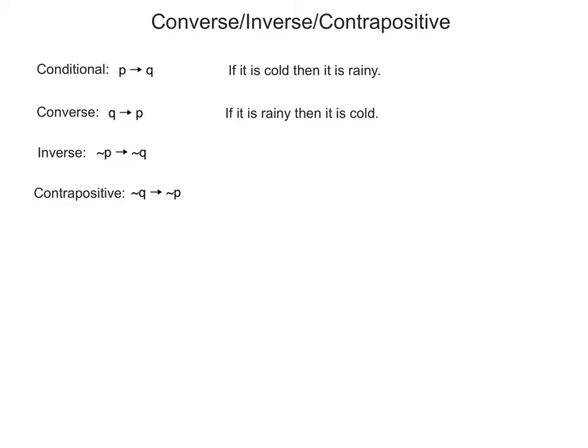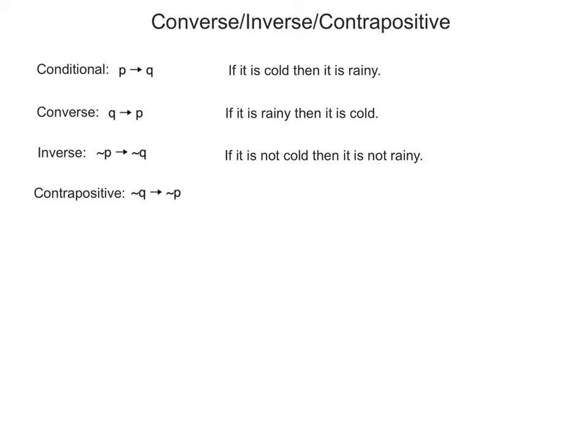The other option is that we can start with if it is cold, then it is rainy, and we can negate both the hypothesis and the conclusion in order to get the inverse. In doing so, we would need to negate it is cold to it is not cold, and we would need to negate it is rainy to it is not rainy in order to get the inverse of our original statement, which is if it is not cold, then it is not rainy.